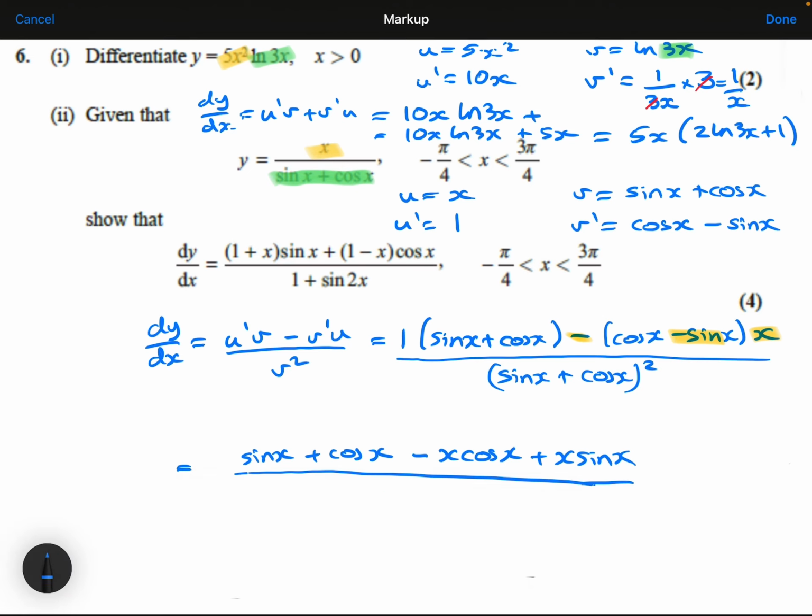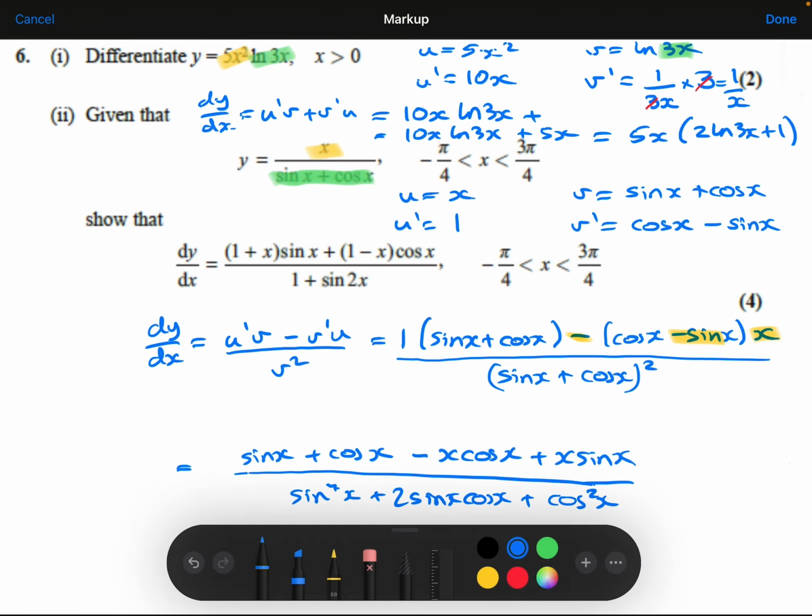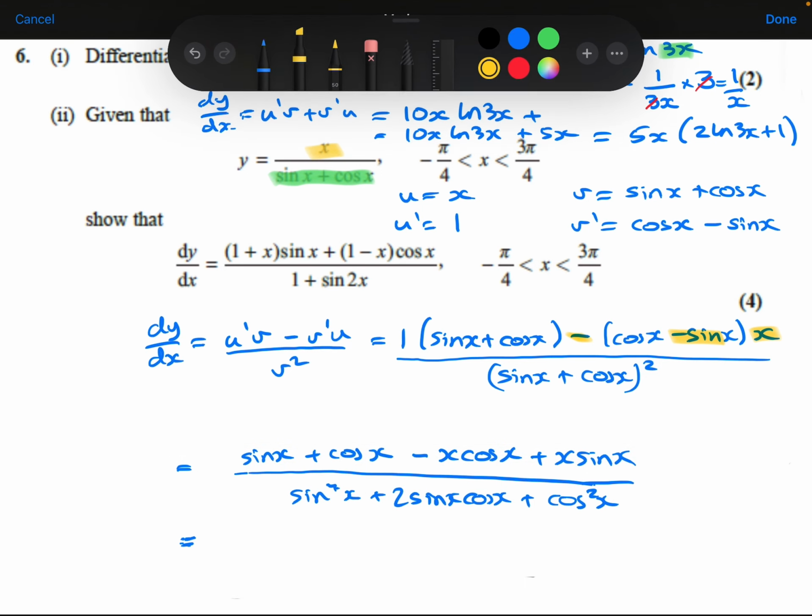Expanding the brackets on the denominator, I get sine squared plus 2 sine x cos x plus cos squared. Now, at this stage, we can simplify this quite a lot because on our denominator, we've got a sine squared plus cos squared, which I know is just 1. And I've got a 2 sine x cos x, which I know is just sine 2x. So my denominator is going to simplify to be 1 plus sine 2x.